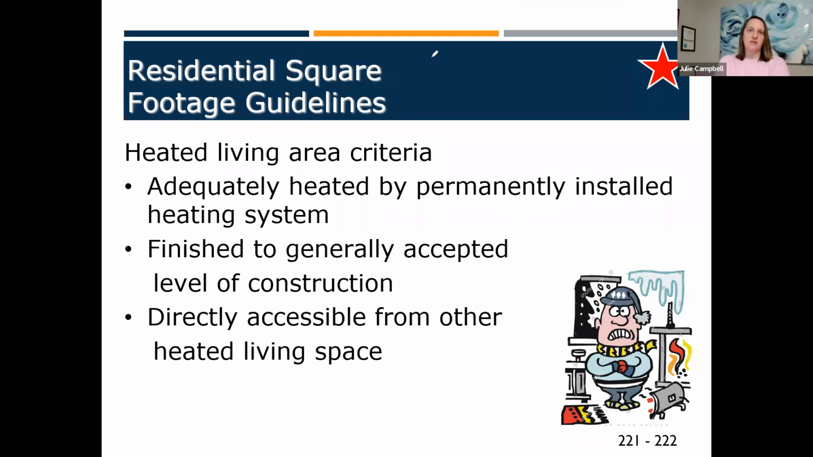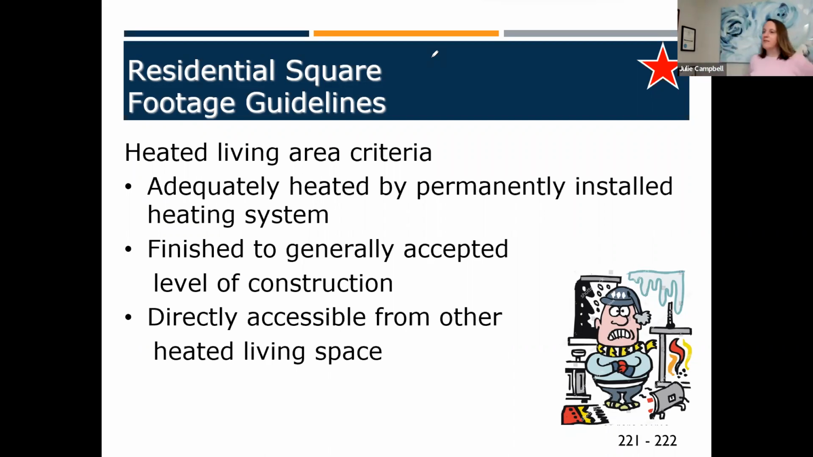Now, about this time of the class, I start getting a bunch of questions. I have a cousin that has a space in their house and it looks like this. Can they count it? I don't know. I've not seen your cousin's house. I don't know the space. If you can look at that space and ask, is it heated? Is it finished? And is it directly accessible? Then yes, your cousin can count that. It's hard for me to answer all those questions if I can't see it. We must have these three things in order to count it in our total heated living area.